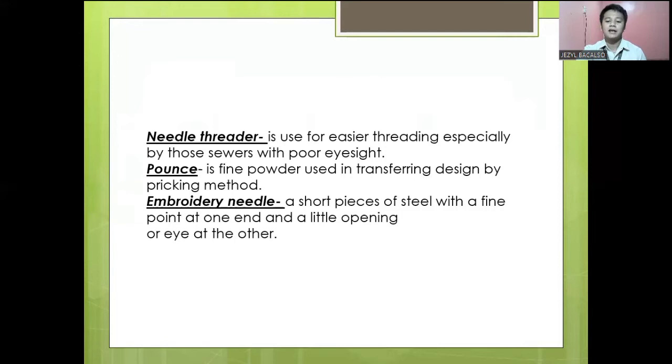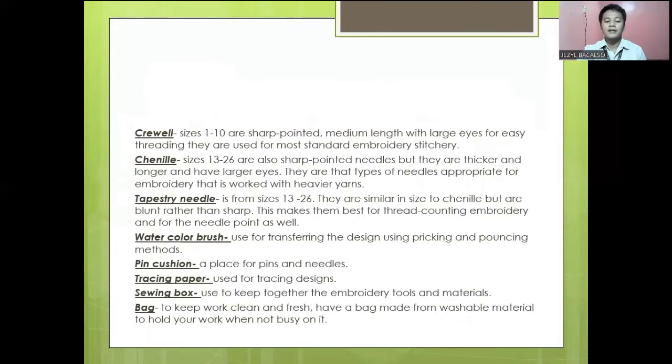A short piece of steel with a fine point at one end and a little opening or eye at the other. The next is crewel. Sizes 1 to 10 are sharp pointed, medium length with a large eye for easy threading. They are used for most standard embroidery stitchery.